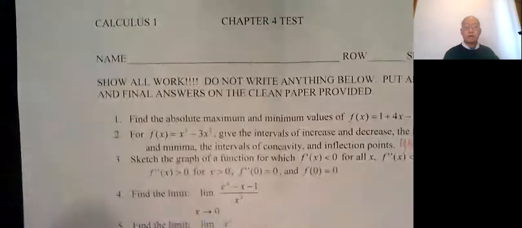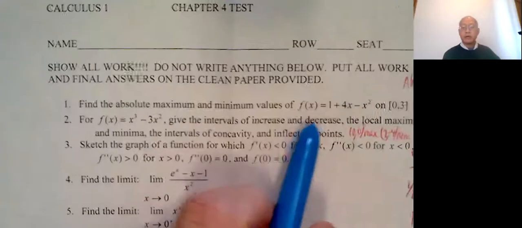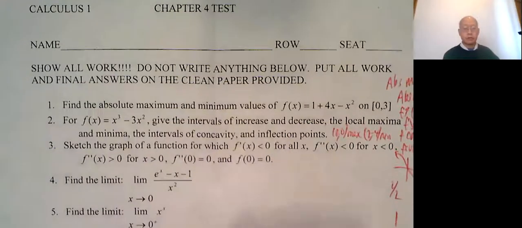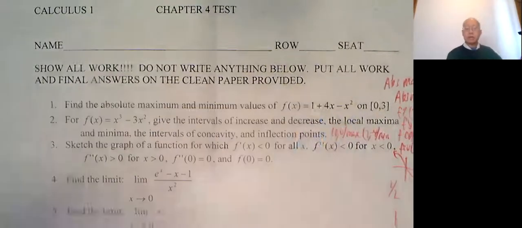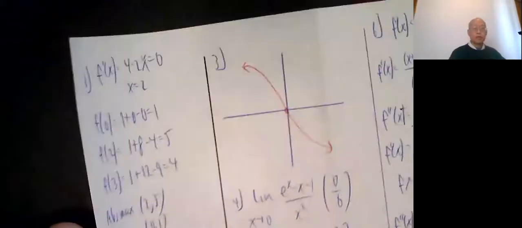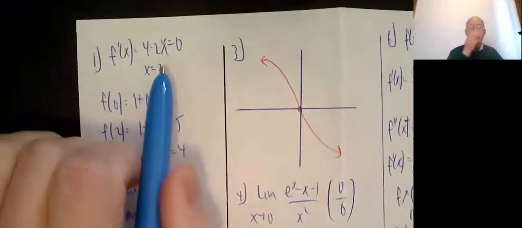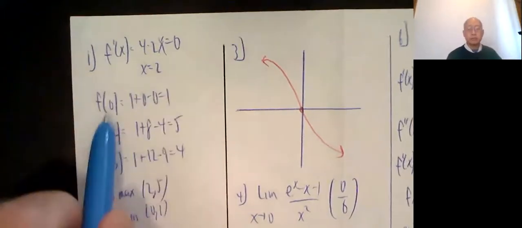Okay, number 1, find the absolute max and min of f of x equals 1 plus 4x minus x squared on [0, 3]. So for sure you're going to plug in 0, you're going to plug in 3, and you plug in any critical points too. So the derivative was 4 minus 2x, set it equal to 0, gives me x is 2.